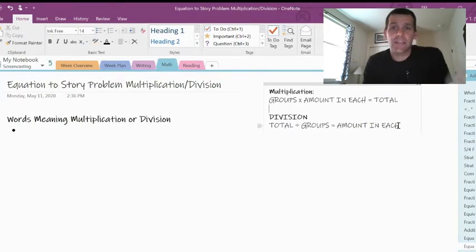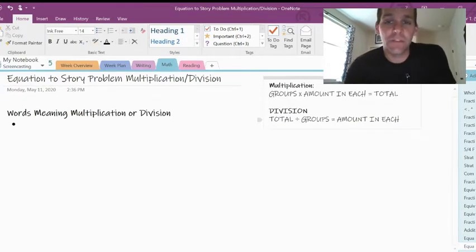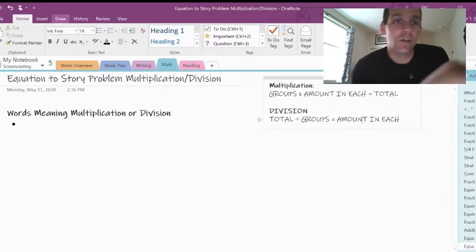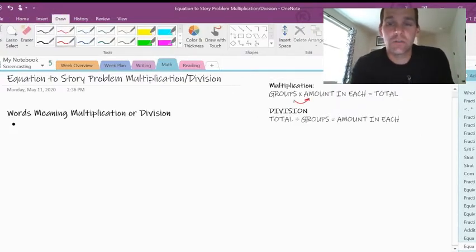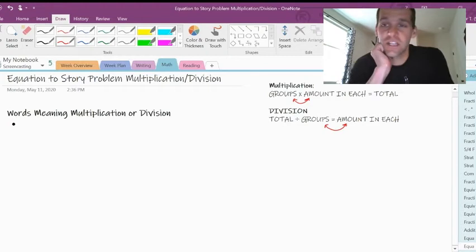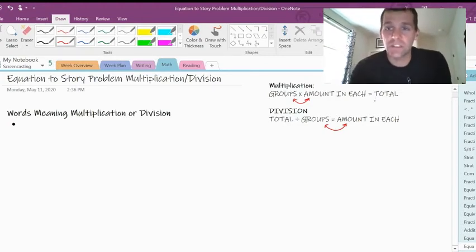Keep in mind that I can always flip-flop these two things here. I can move these two if I want to. They can switch places. I can also move these two. Notice the one thing in each of these equations that does not move. That's right, the total. The total always stays where it is. In multiplication, it's always going to be here. In division, it's always going to be at the very beginning.